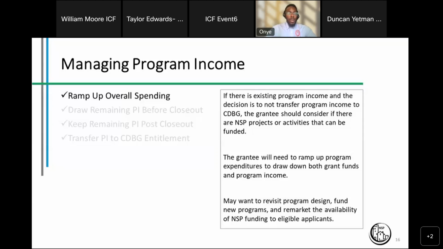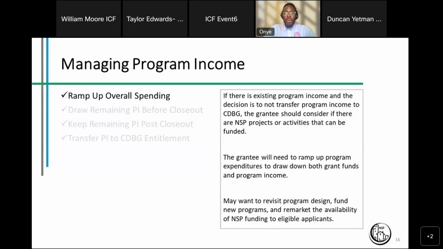So to start things off, we're going to talk about the idea of ramping up your overall spending. This idea comes from the fact that, as we mentioned earlier, program income must be spent before drawing down funds from your main grant or your line of credit. So any remaining program income will typically prevent you from spending down the remaining grant balance, right? So the first strategy is going to be relevant if there is both existing grant funds and program income and your NSP activities have not been completed yet.